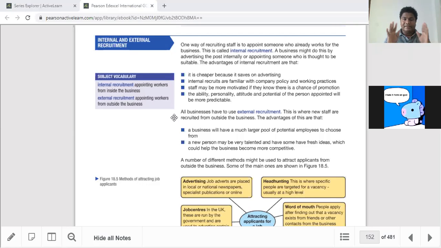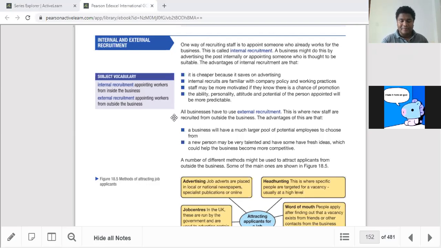Okay, so now we can see all businesses also use external sources, because internal recruitment is sometimes not practical. We need a person for a new department who has new knowledge. For example, we are going to open an IT department or a marketing department, or a new position called web developer, or some social media marketing unit. Then we need to recruit a person who knows very well about social media, right?